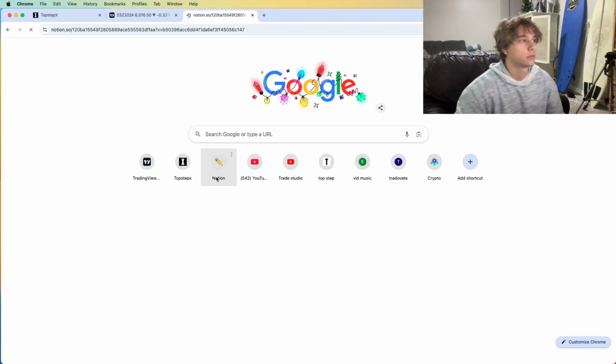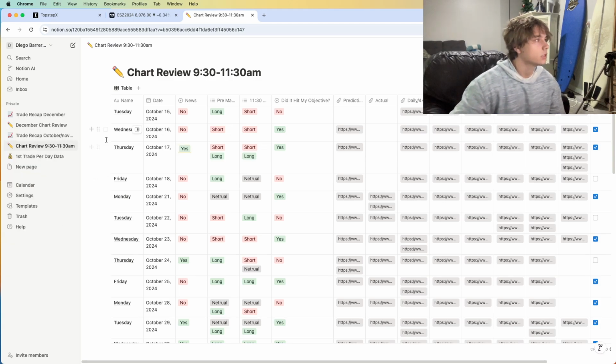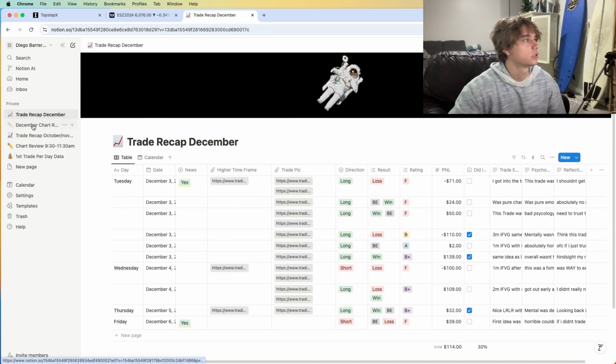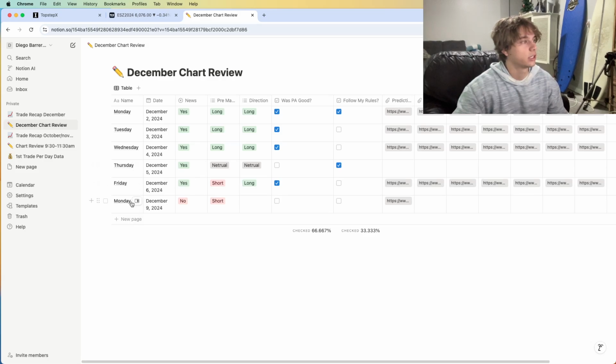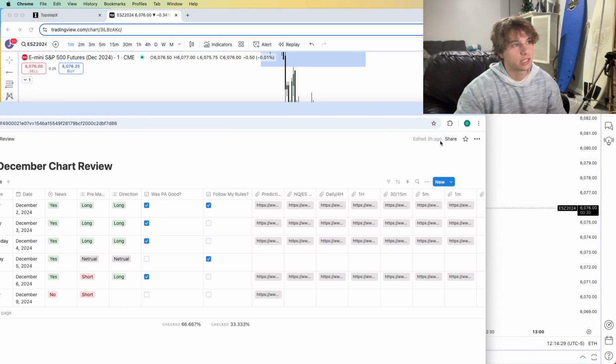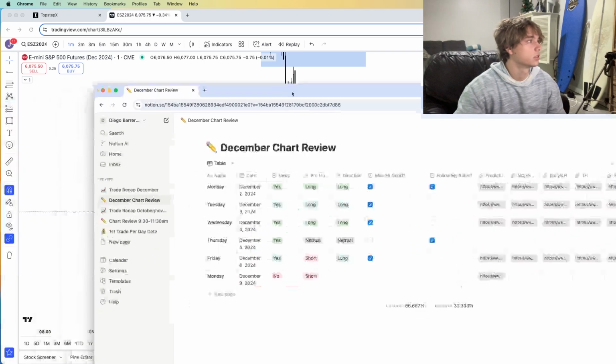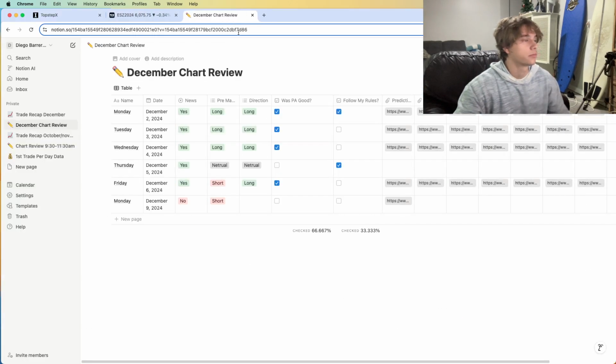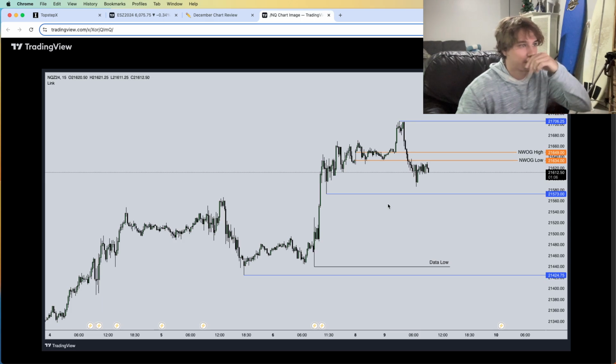If we pull up Notion, my plan pre-market was as follows. I put in a short bias. As you can see here, let me just move that. You can see it was edited 3 hours ago, so this was my honest bias, right? I wanted to go over that because I had a short bias, and I had this as the picture.